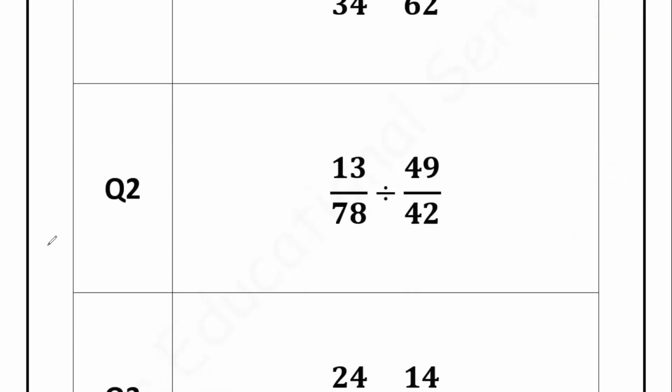Question 2. So that requires flipping. So 13 over 78 divided by 42 over 49. Remember to flip only the part that comes after the division, and you need to put a multiplication sign in between. Okay. So now break it down.